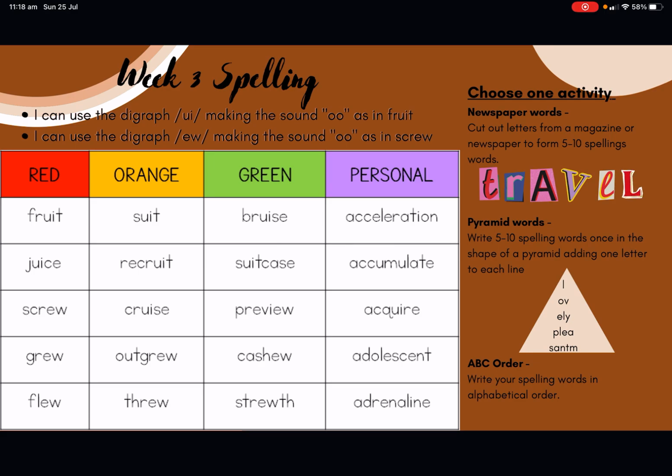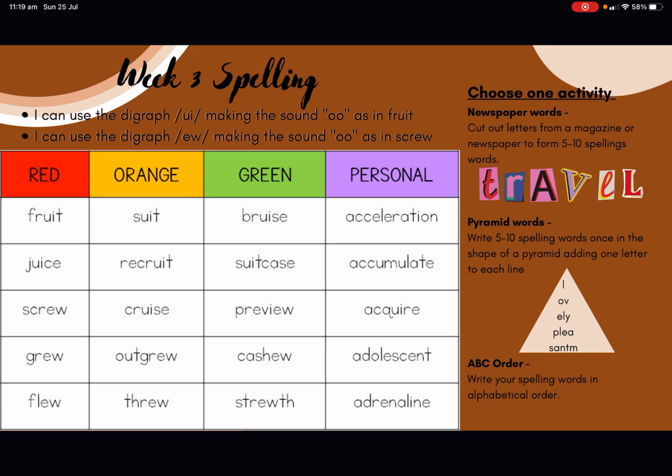Okay, so the words that we were focusing on this week in the red column are the words fruit, juice, screw, grew, and flew. In the orange column, you are focusing on suit, recruit, cruise, outgrew, and through. In the green column, you are focusing on the words bruise, suitcase, preview, cashew, and struth.